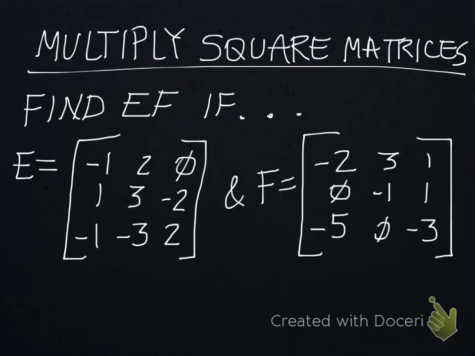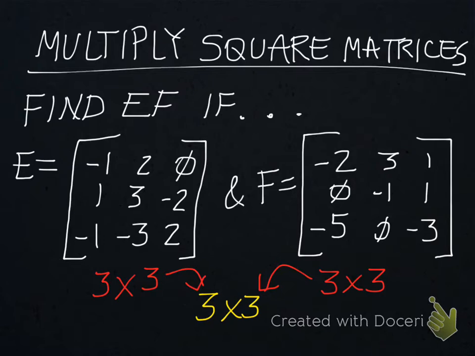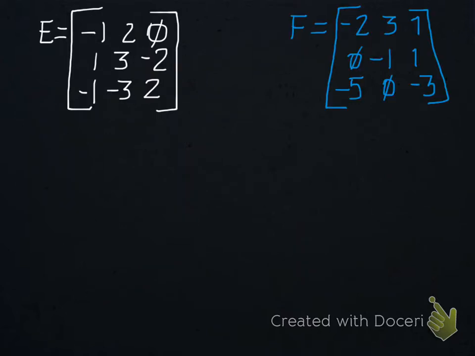So the problem we're going to do is find E times F, if E equals, and I'm not going to read all of it to save time, and then F equals, and again, I'm not going to read it all to save time. So the first thing I want to do is rewrite our two matrices. Before we do that, let's indicate our matrices' boundaries, which, like I said earlier, are a 3 by 3 and a 3 by 3, which lets us know our answer will also be a 3 by 3 matrix.